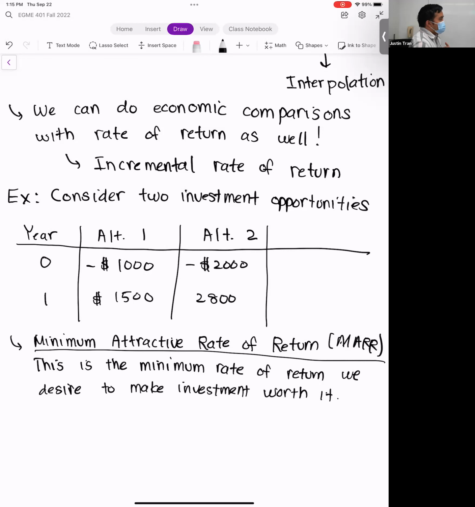Another way that we can interpret MARR, and I personally like this one a lot better because it makes interpreting problems a lot easier, is that you can think of the MARR as the general market rate. Outside of these two alternatives, there are also other opportunities in the market for you to invest your money, and this MARR is that rate.